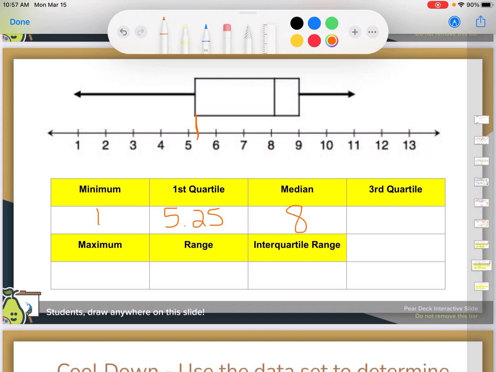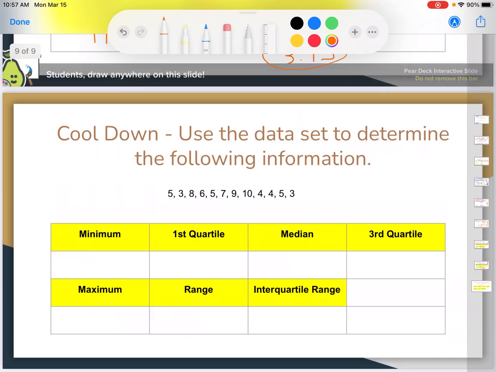My median is that center line in the box, so I get 8. Then third quartile is 9. Maximum is 11. My range is going to be 11 minus 1, and I get 10. Interquartile range are the two edges of the box, so 9 minus 5.25 is going to leave me with 3.75 as my interquartile range.